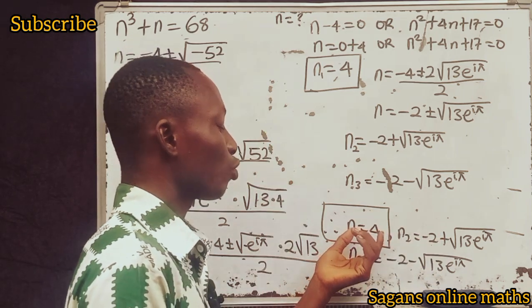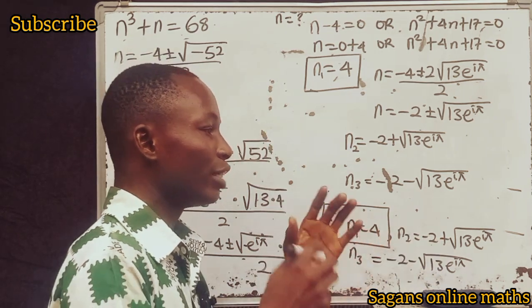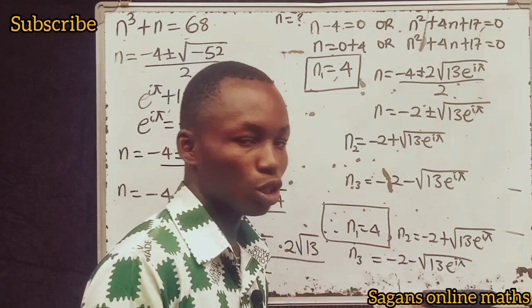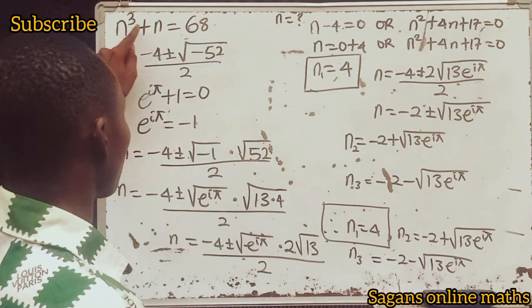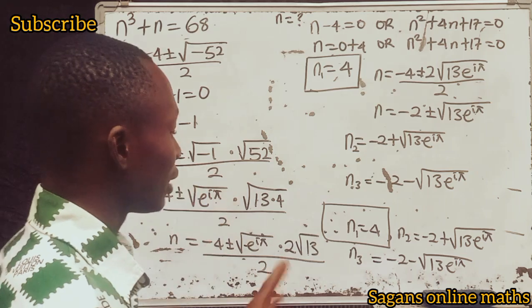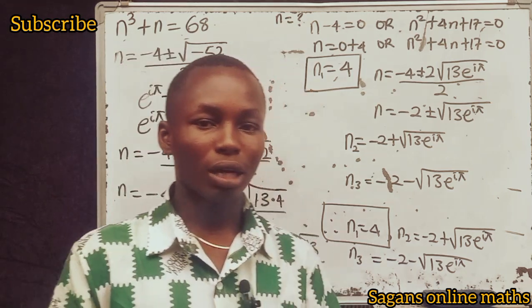But when n is equal to 4, you can see it's a very straightforward solution to this problem, because 4 to the power of 3 will give us 64, and 64 plus 4 will give us 68. And this is the solution to this particular problem.